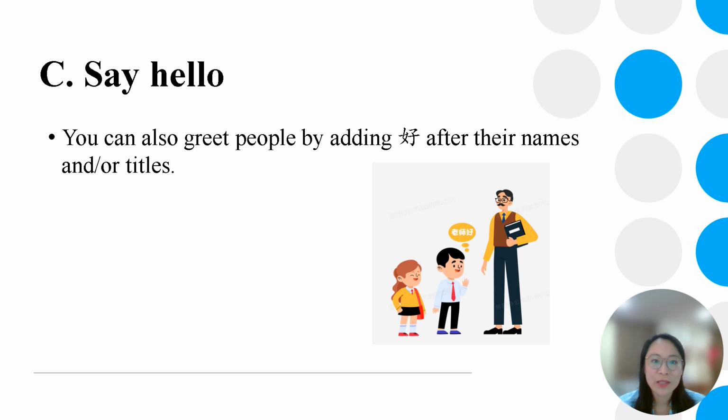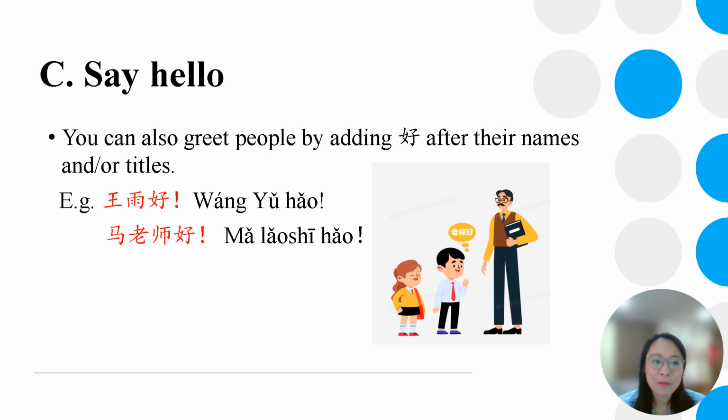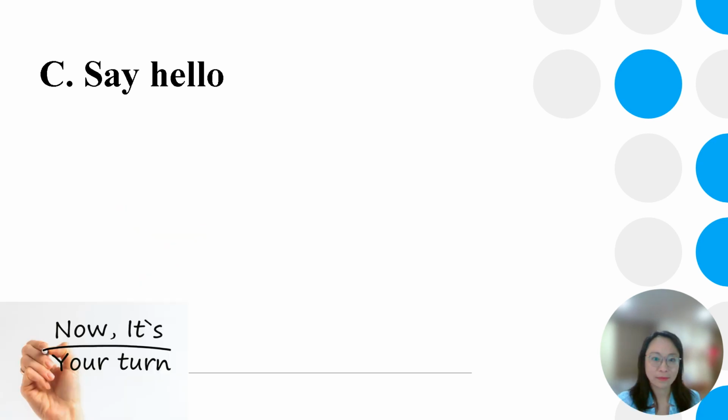You can also greet people by adding 好 directly after their names and or titles. For example, Wang Yu is the name, family name is Wang, Yu is her given name. You can say 王宇好. 马老师, Ma is the family name, 老师 means teacher. If you add 好 after the title 老师, it's going to be 马老师好, means hello 马老师. Or you can just say 老师好, hello teacher.